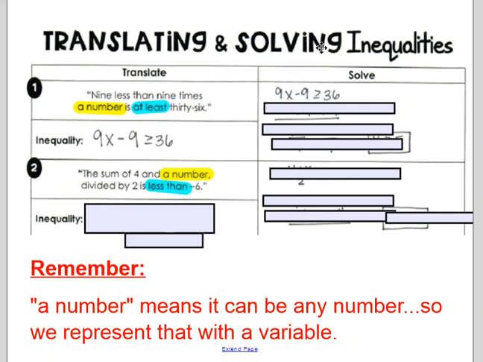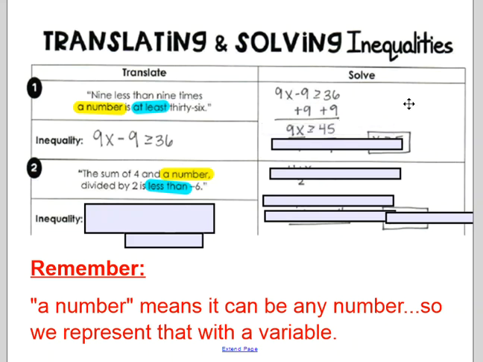And now we go through our steps of solving inequalities. Okay, we undo that subtraction first. So we add 9 to both sides. And that gives us a new inequality, which is 9x is greater than or equal to 45. And now we want to get rid of the multiplying by 9. And so we divide both sides by 9. And we end up with x being greater than or equal to 5. Okay, for this to be true, our value of the variable needs to be 5 or more. Okay, that's what we're solving.